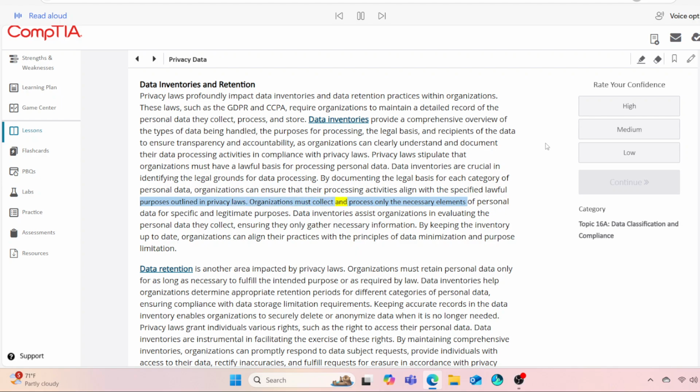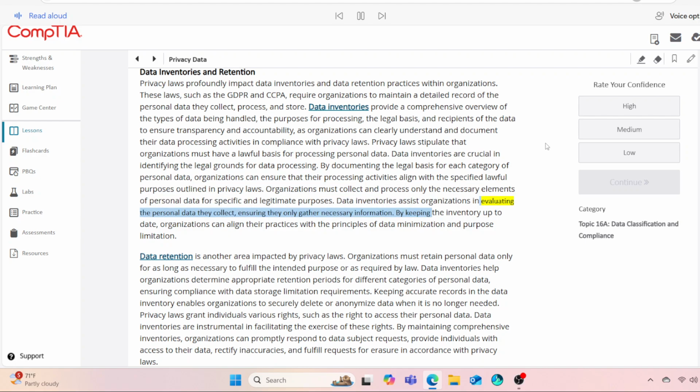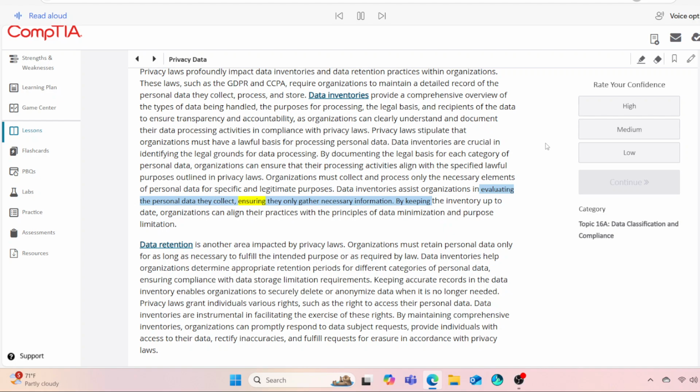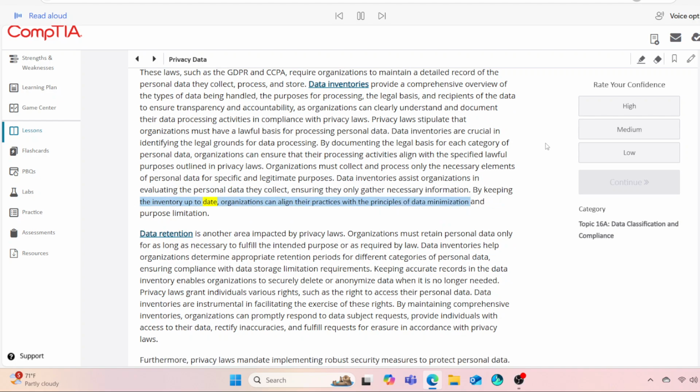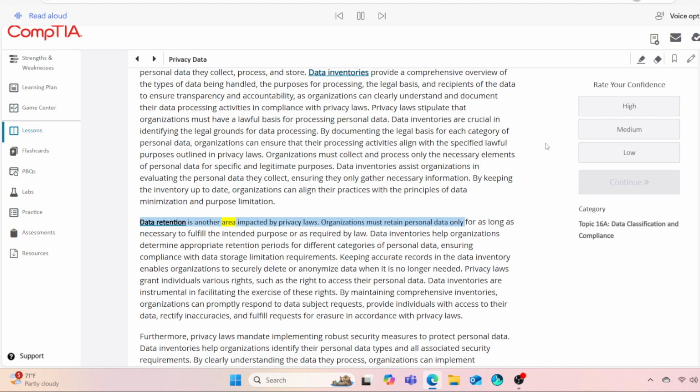Organizations must collect and process only the necessary elements of personal data for specific and legitimate purposes. Data inventories assist organizations in evaluating the personal data they collect, ensuring they only gather necessary information. By keeping the inventory up to date, organizations can align their practices with the principles of data minimization and purpose limitation.